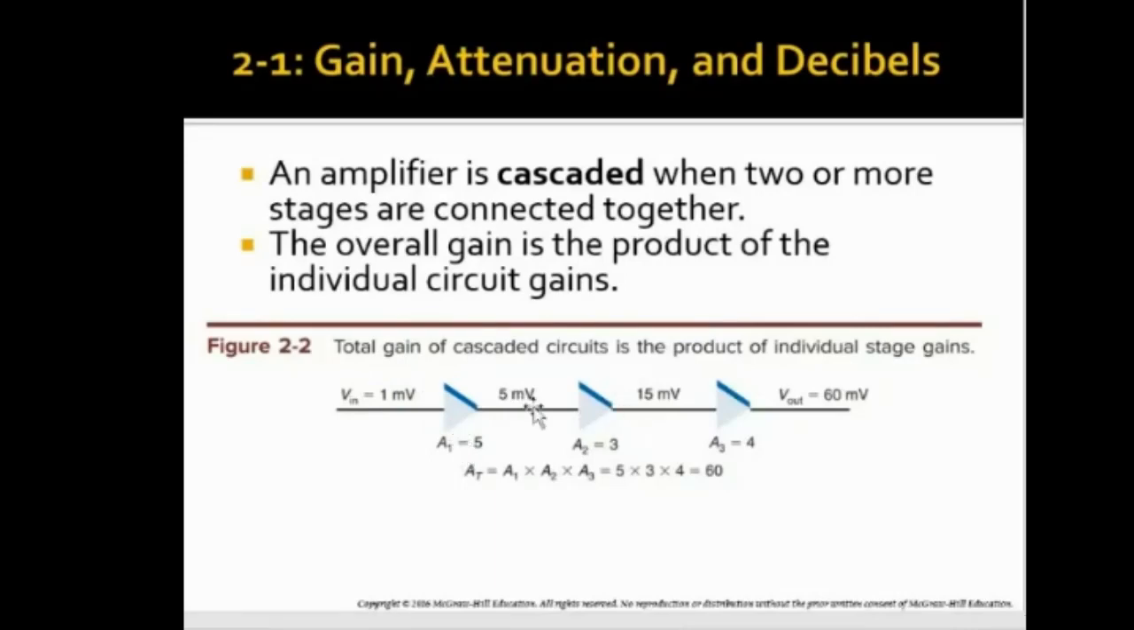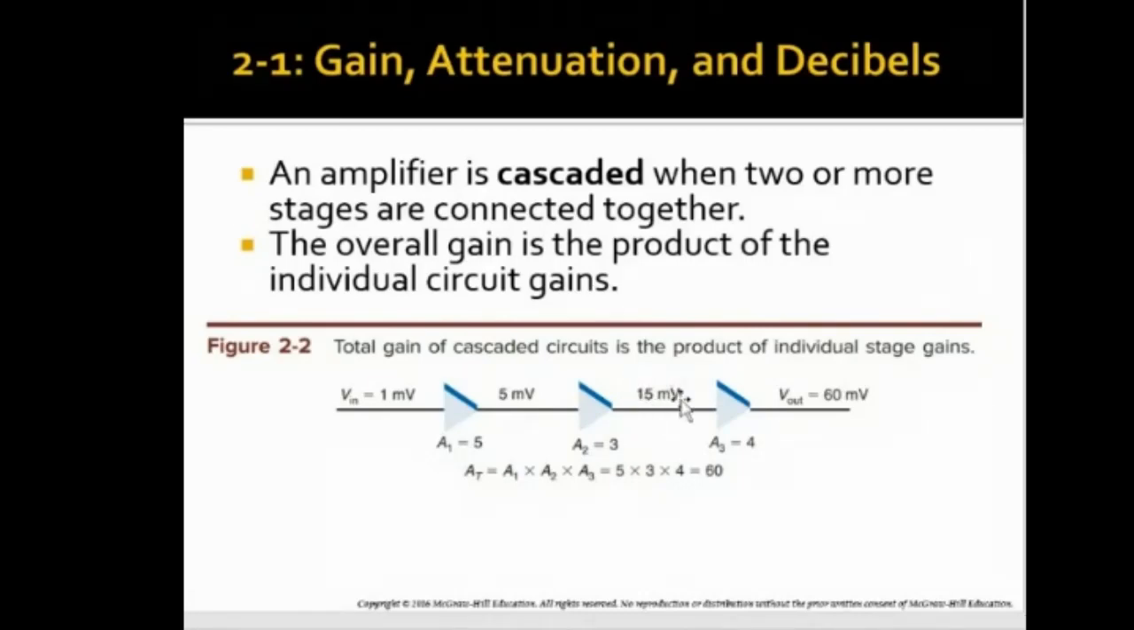Then the 5 millivolts goes to the input of the second amplifier. We have a gain of 3. So 3 times 5 gives us 15 millivolts output from the second amplifier.